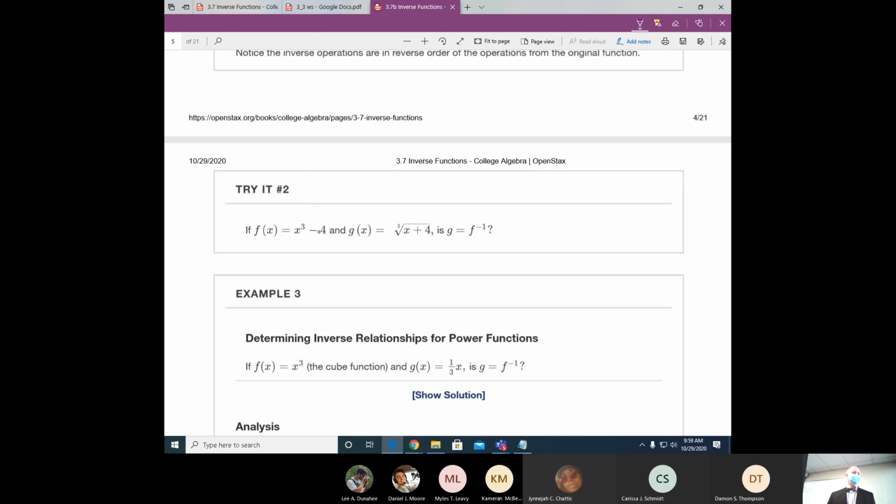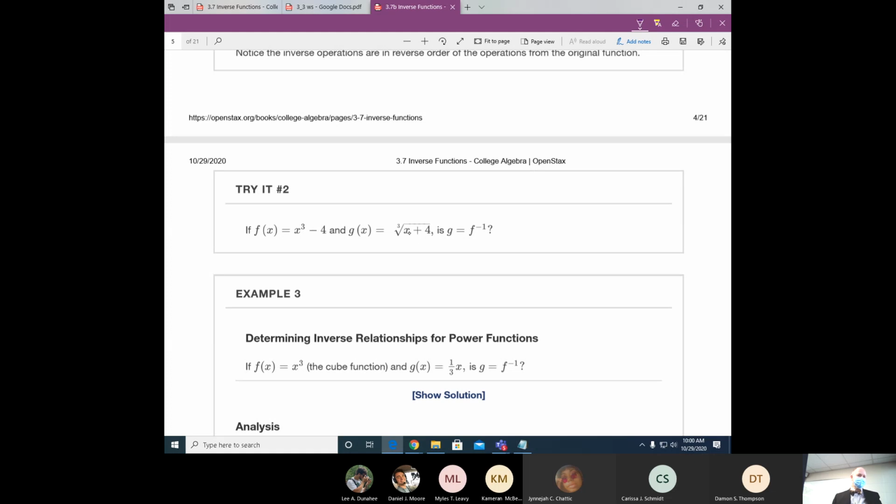So x cubed minus 4. Here I take the cube root of x plus 4. Now, even before doing my math, let's think about this. If I take this guy's input and add 4 to it, well, if I'm feeding it x cubed minus 4, and then I add 4 to it, I will get x cubed back under this radical. Well, the cube root of x cubed gives me back x.